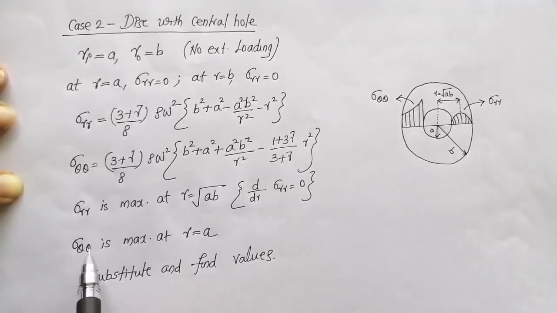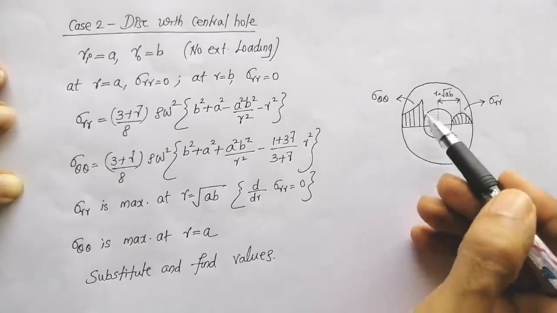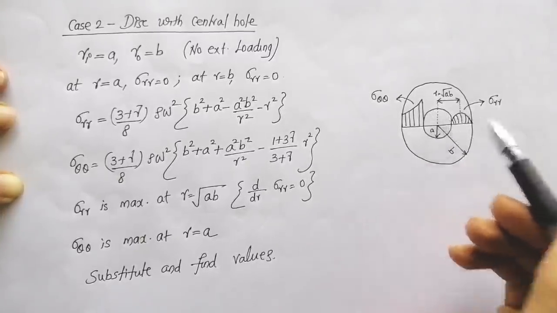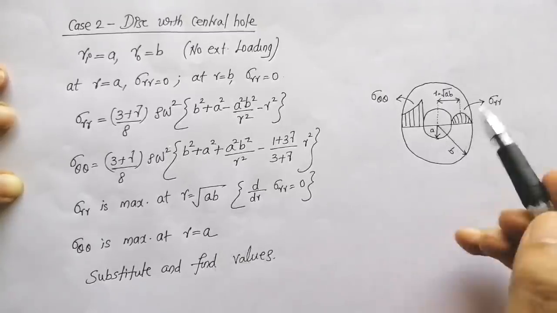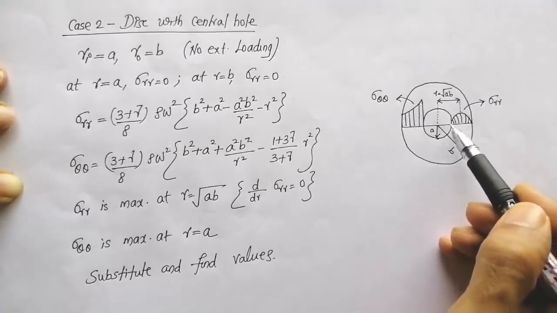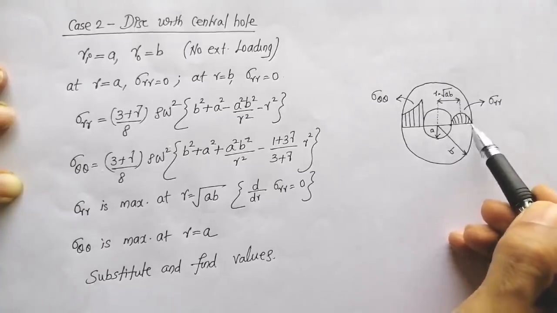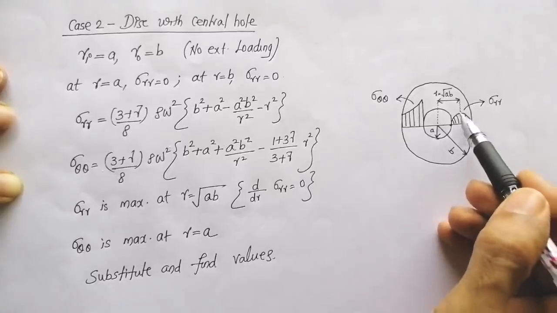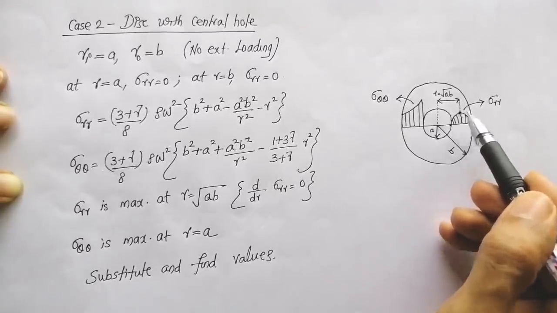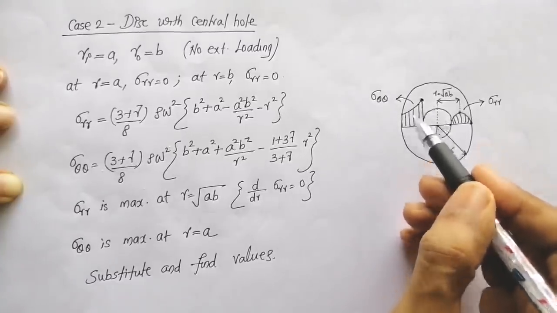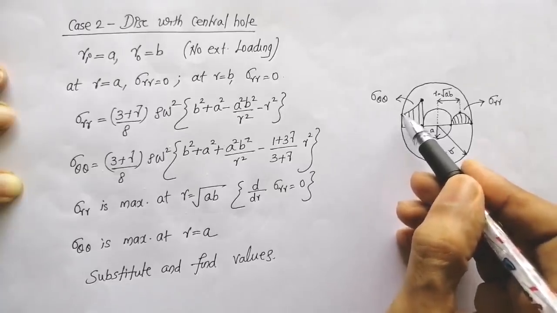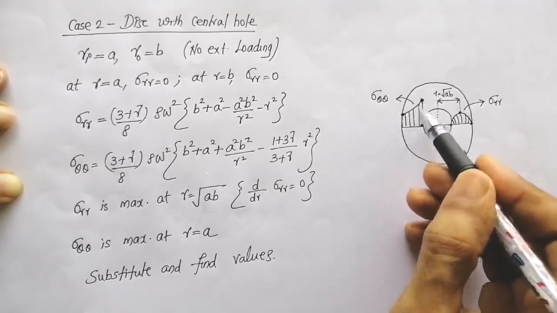Now, what is the maximum value of sigma theta theta? As I have explained earlier, in all the cases, the maximum value of sigma theta theta will be on the inner surface, that is at r is equal to a. This is the inner surface. So, this is the stress distribution diagram in which sigma r is 0 at r is equal to a and r is equal to b, and the maximum value of sigma r is at r is equal to root ab. Now, what is the maximum value of sigma theta theta? It is at r is equal to a, that is why it is shown here. Now, at r is equal to b, sigma theta theta is not 0, it has some value, that is why it is joining here.